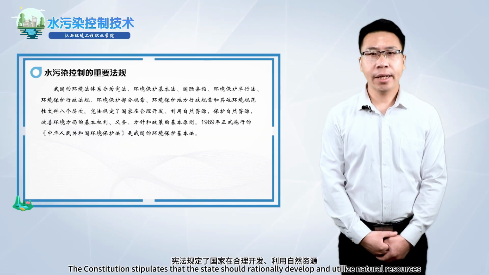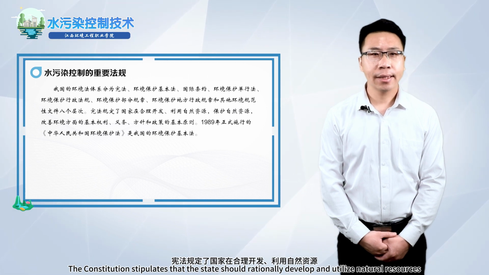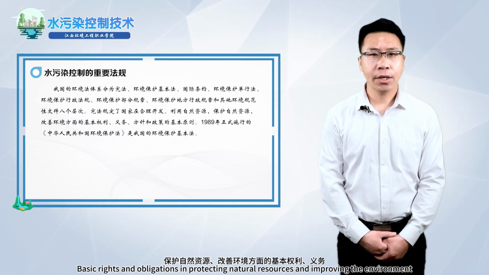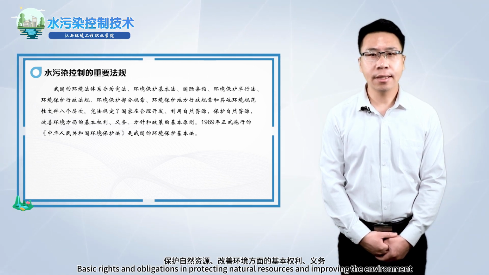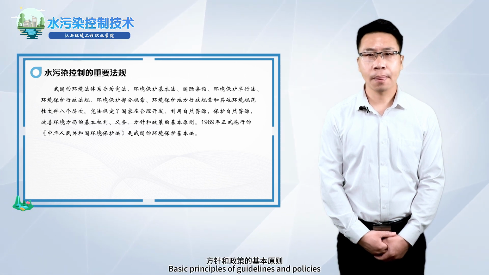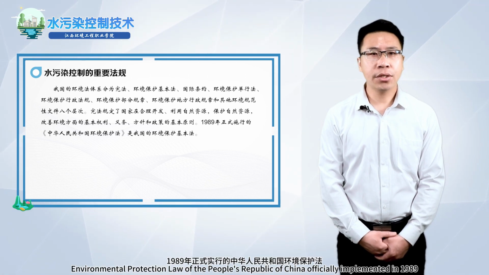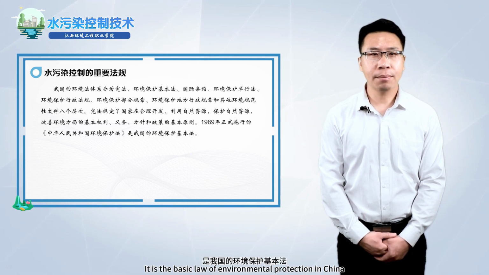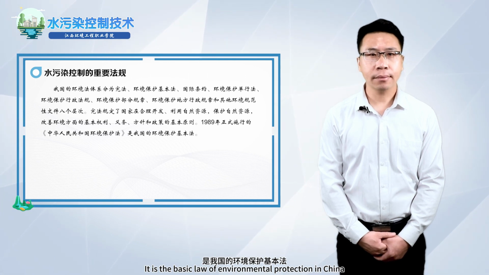The Constitution stipulates that the state should rationally develop and utilize natural resources, the basic rights and obligations in protecting natural resources and improving the environment, and the basic principles of guidelines and policies. The Environmental Protection Law of the People's Republic of China, officially implemented in 1989, is the basic law of environmental protection in China.